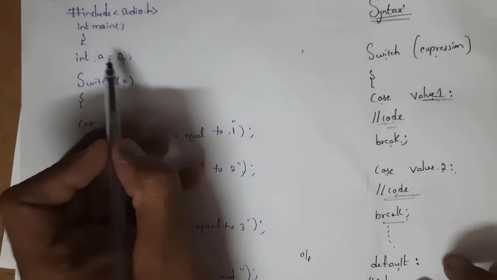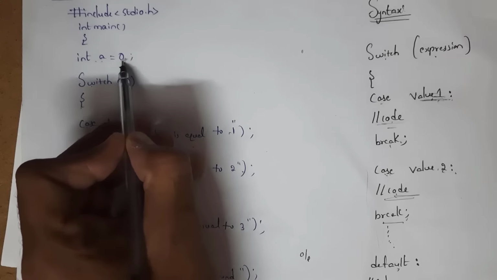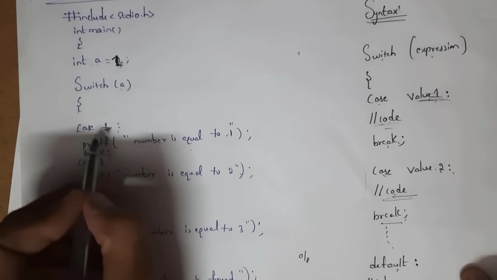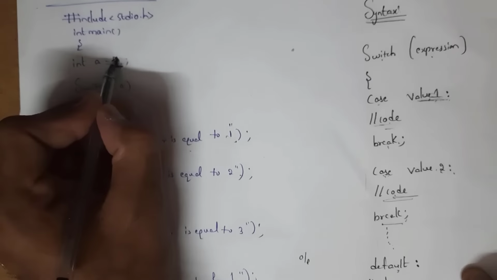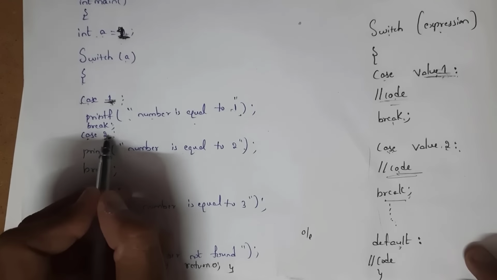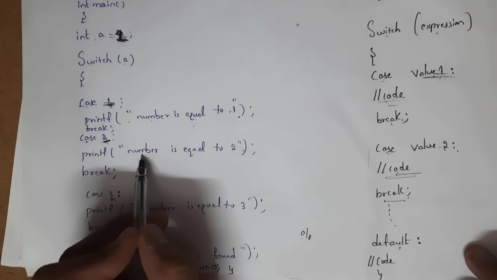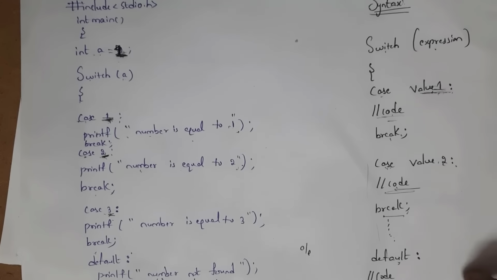For example, here in place of 0, if I give value of a as 1, here case 1, this 1 is equal to 1. So I will get output as number is equal to 1. If I give value of a as 2, then case 2, this 2 is equal to 2. So I will get output as number is equal to 2. This is C program for switch statement.